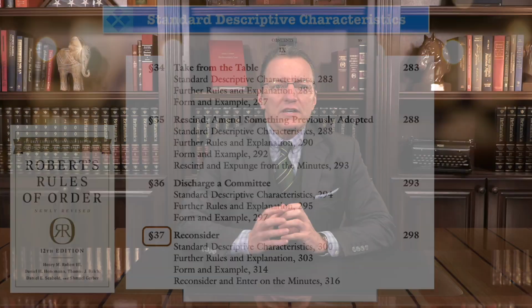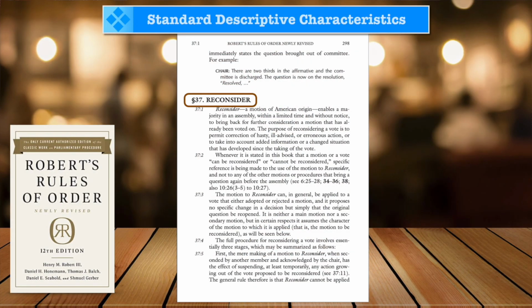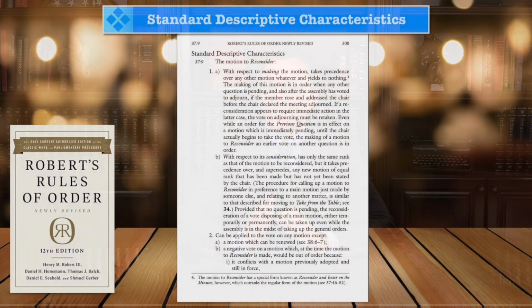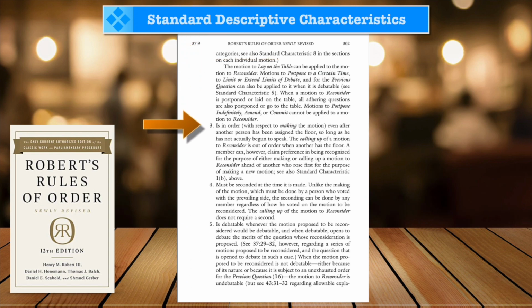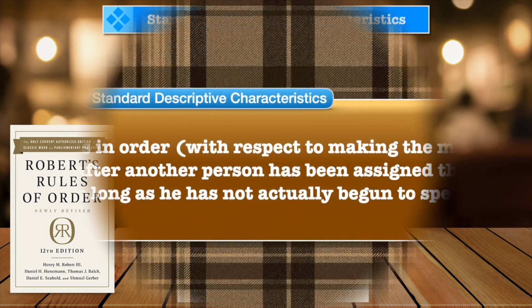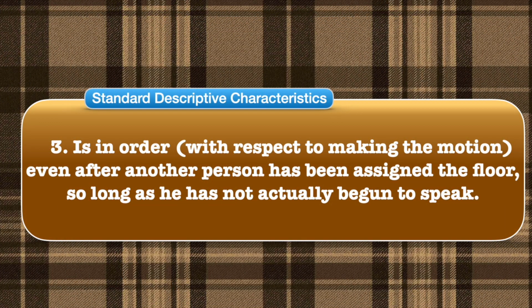With that information, we can flip through Robert's Rules of Order until we arrive at section 37. Then we'll just make sure we start at the front of that section and scan through the paragraph headings until we see that old familiar standard descriptive characteristics heading. When we scan down to entry number 3, we will find one of the most interesting entries contained in Robert's Rules of Order. Is in order with respect to making the motion, even after another person has been assigned the floor, so long as he has not actually begun to speak.